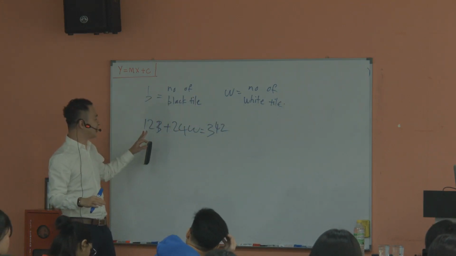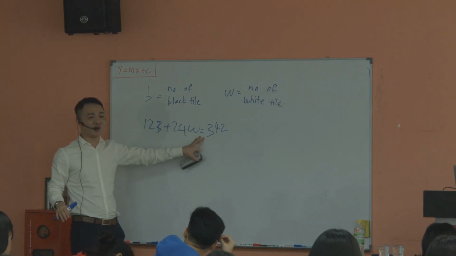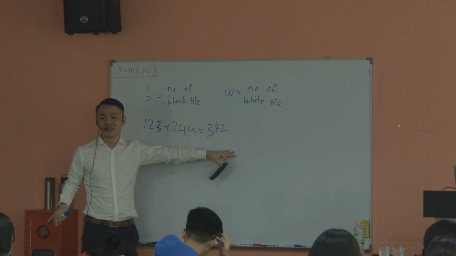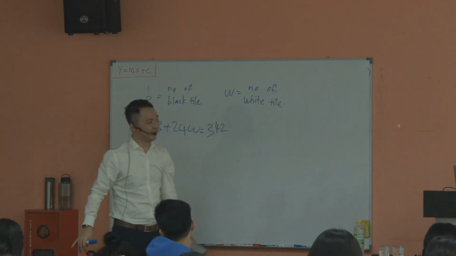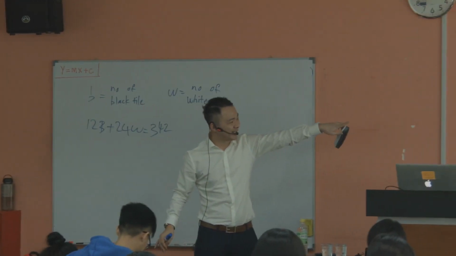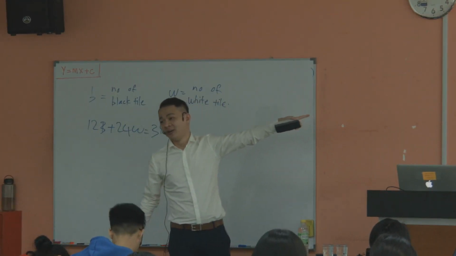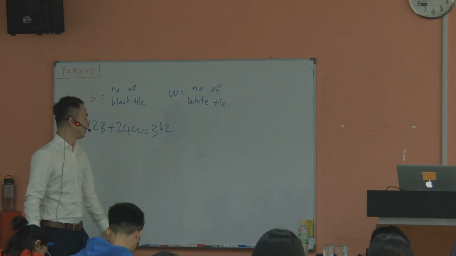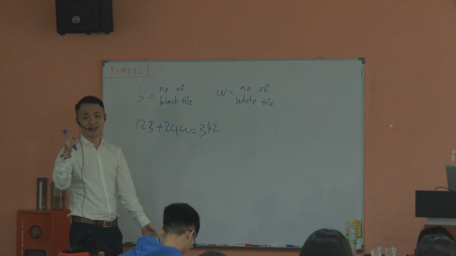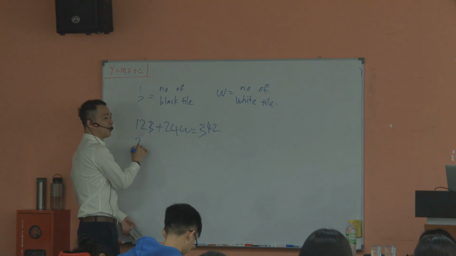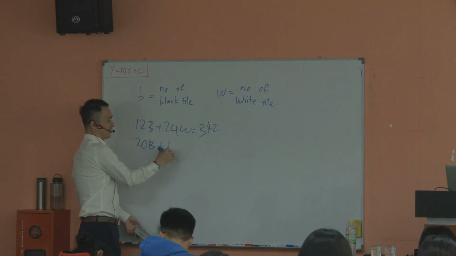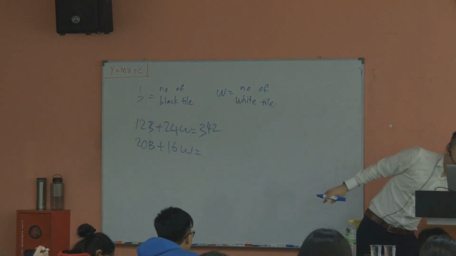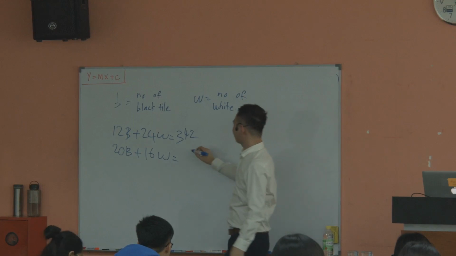When we say equation, first thing you must have the equal sign, and then normally it is some unknown equals to some number. So I will do the same thing for the second diagram. For the second diagram here, my white basically will be 16, right? 4 times 4, 16. So if white is 16, the black will be 20, isn't it? Because total is 36. So I have 20 black plus 16 white equals to, what's the cost there? 354.